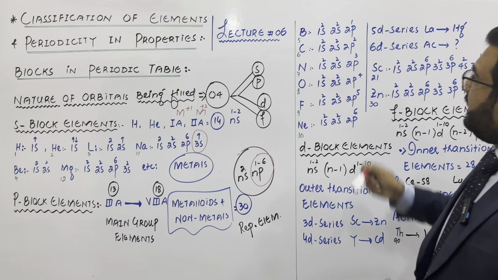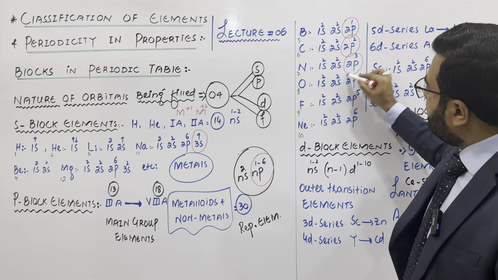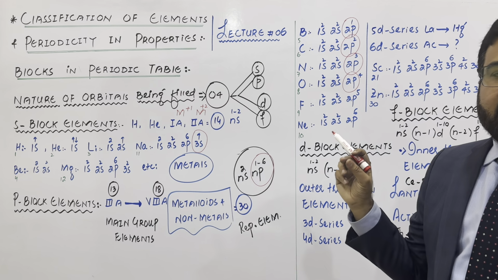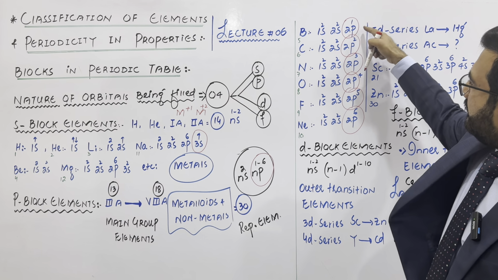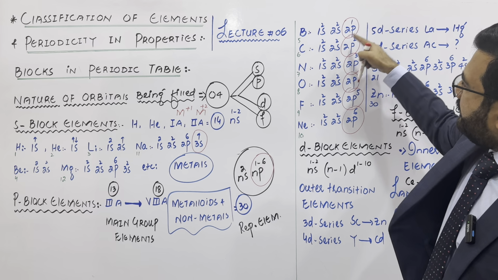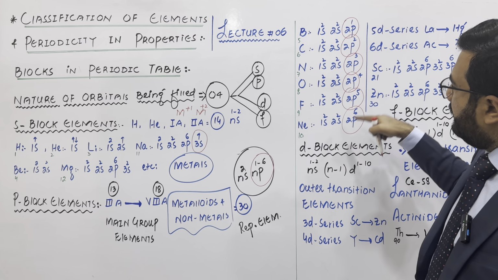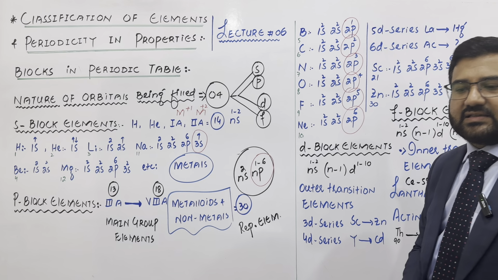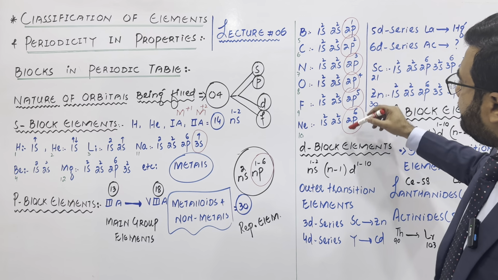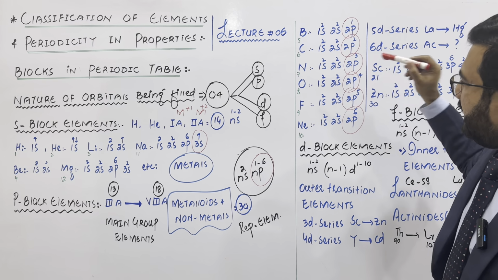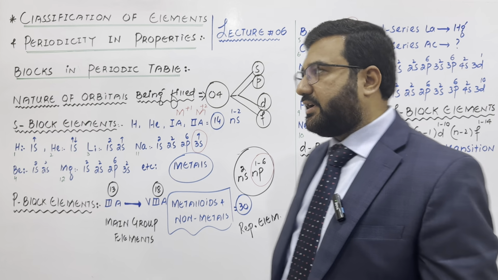You can see that in all these elements, the valence orbital which is being filled is the p orbital. In boron, the p subshell has 1 electron, carbon has 2, nitrogen 3, oxygen 4, fluorine 5, and in neon the p subshell gets complete with 6 electrons. As the p subshell of the valence shell is being filled with electrons, all these elements belong to the p block of the periodic table.